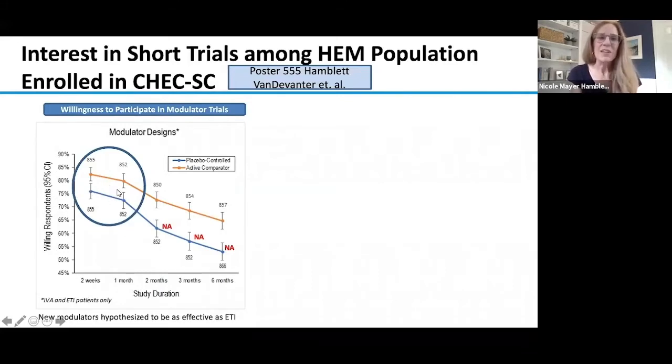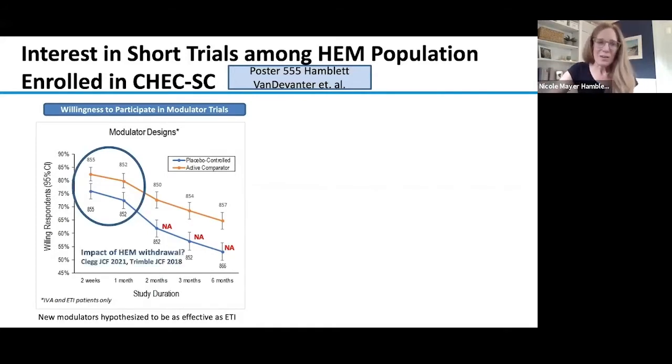I think this continues to surprise us. Of course, higher participation for active comparator studies, but still, reasonable interest in participating in placebo-controlled trials as long as they're short-term. Now, it's worth noting that we asked for longer duration trials, but we likely would not ever consider those for the concerns of safety.